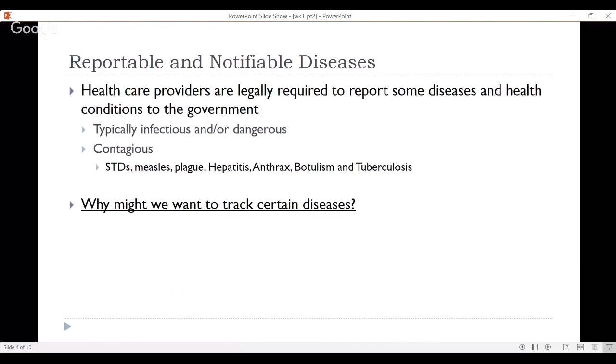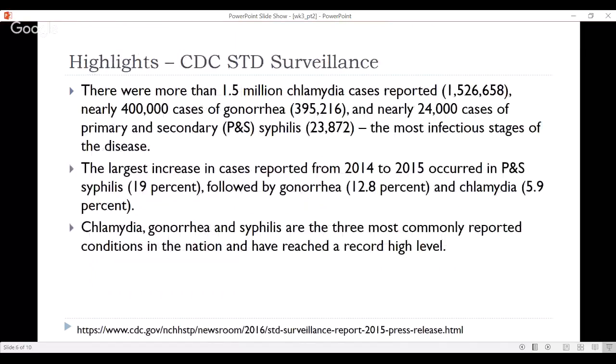And the thing to keep in mind is that there are a lot of reportable and notifiable diseases. So healthcare providers are legally required to report on some conditions to the government. Usually these conditions will be infectious and/or dangerous or contagious. So things like STDs, which we're going to focus on today. And here, why might we want to track certain diseases? For disease control and for outbreak investigations. So for the rest of today, I'm going to go through CDC's STD surveillance data, and then I have a couple of in-class assignments for you guys.